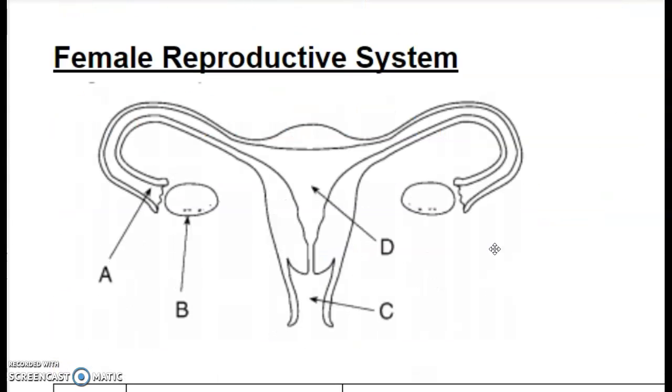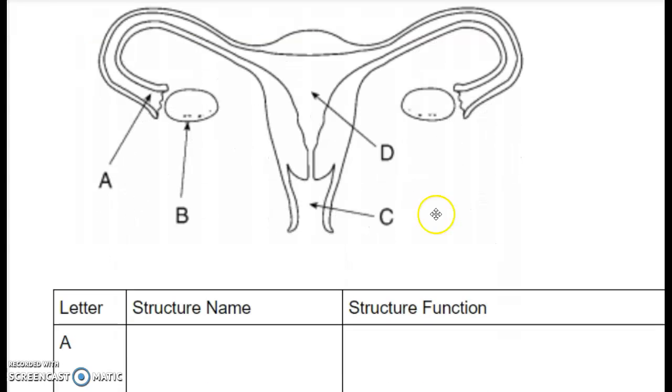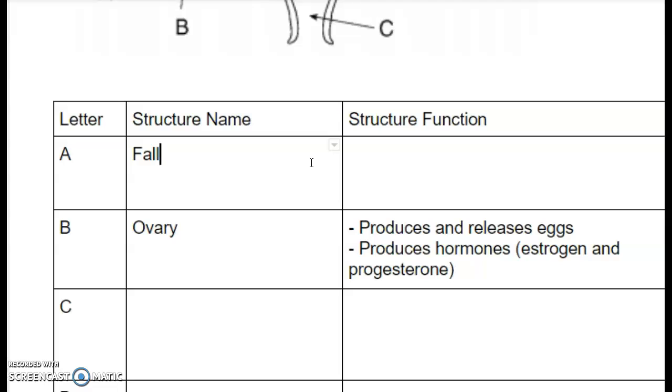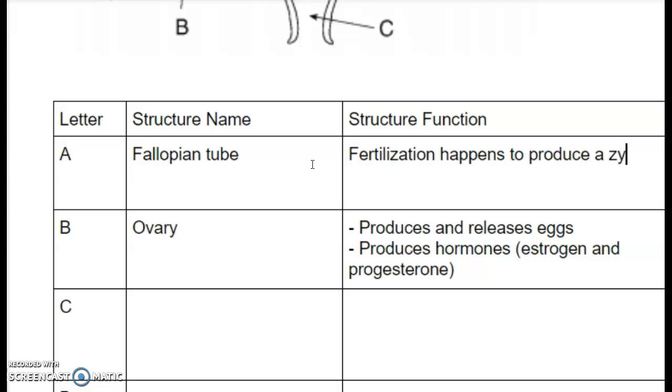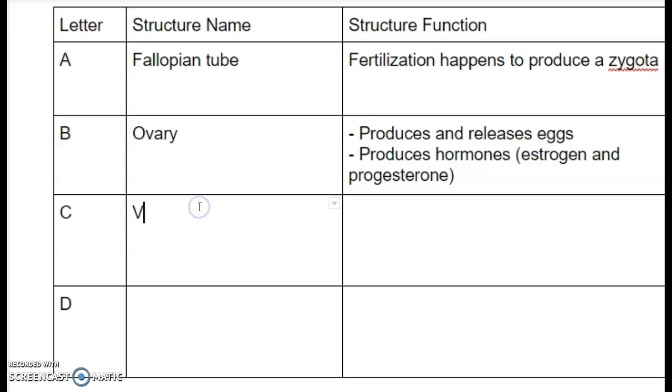Okay, so if we go back down to our structures, we'll label the rest. So A, we said, was the fallopian tube. This is where fertilization happens to produce a zygote. C is the vagina. This is where sperm is deposited. It's also called the birth canal. That's where the baby comes out of after the 9 months.